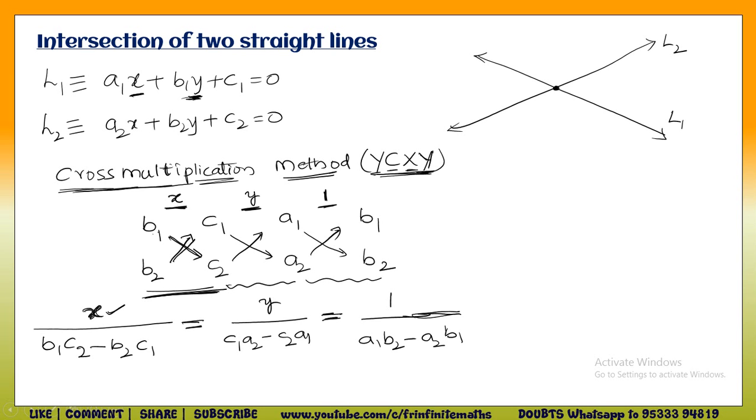That means if I want to find the value of x, I am going to compare the first ratio with the last ratio. The same way, if I want to find the value of y, I need to compare the second ratio with the third ratio. So if I continue with that, what am I going to get? I am going to get x is equal to, so this b1 c2 minus b2 c1 will be cross multiplied. Then finally, x is equal to b1 into c2 minus b2 into c1 divided by a1 b2 minus a2 b1. So this is nothing but the value of x.